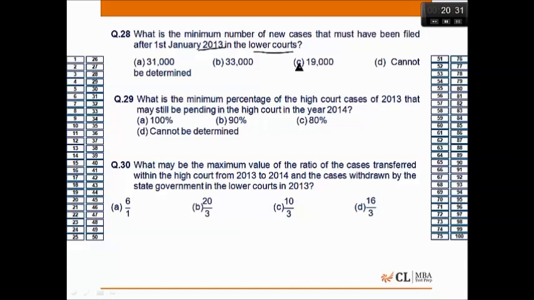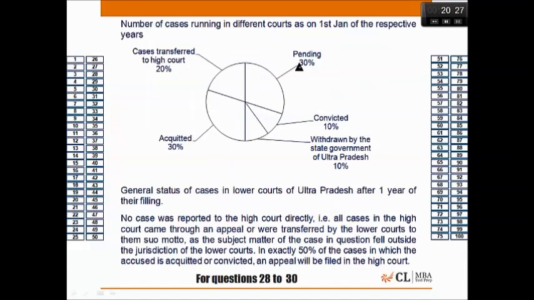What is the minimum number of new cases that must have been filed after 1st of January 2013 in the lower courts? This is the general status of the cases in lower courts. When no case was reported to the High Court directly, all cases in the High Court came through appeal or were transferred by the lower courts to them suo motu. The subject matter of the case in question fell outside the jurisdiction of the lower court. In exactly 50% of the cases in which the accused is acquitted or convicted, an appeal will be filed in the higher court. The cases transferred to higher court 20%.